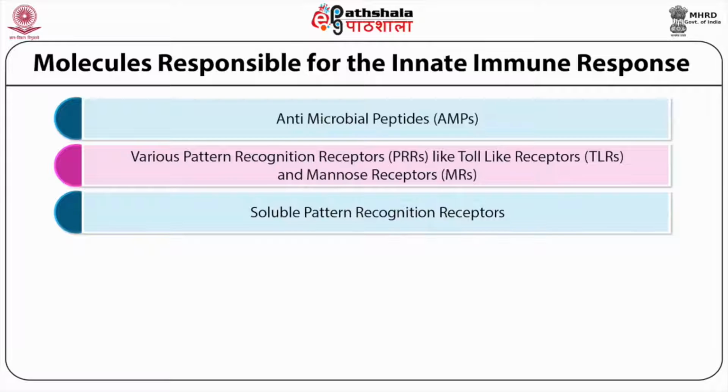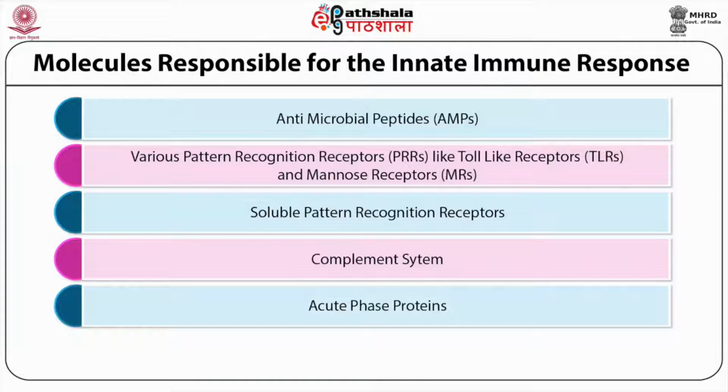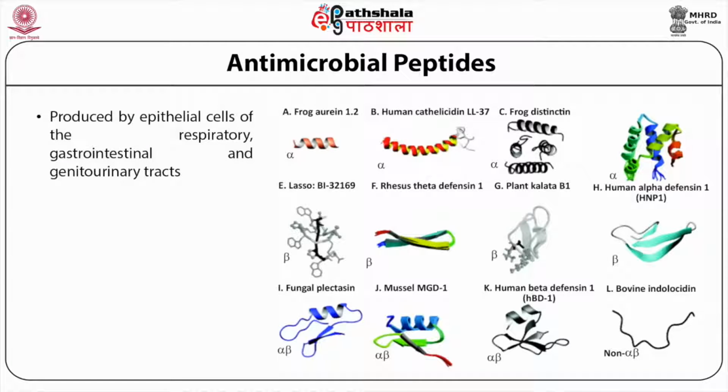Included in this soluble molecules which participate in the innate immune response, we have a very important system called complement system. Then there is a set of proteins called acute phase proteins, and finally last but not least, we have cytokines. First of all, let us look at the antimicrobial peptides or the AMPs as these are called. What is shown here are only some examples. This is not a comprehensive list.